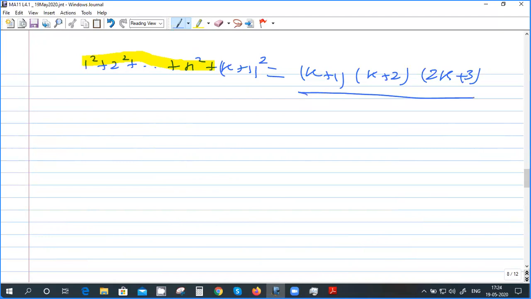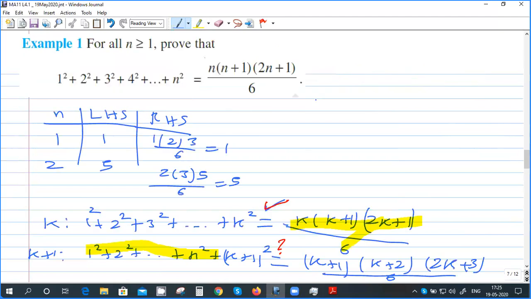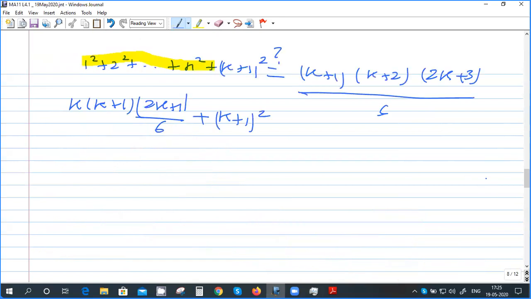No, sir. This yellow part is k into k plus 1 into 2k plus 1 by 6, plus the next term k plus 1. So shouldn't it be 2k plus 2? See, in 2k plus 1 you have to put k as k plus 1, right? It will be 2k plus 2 plus 1, so 2k plus 3 only. From the right hand side, you should get a hint. If we simplify, then we'll get the same.